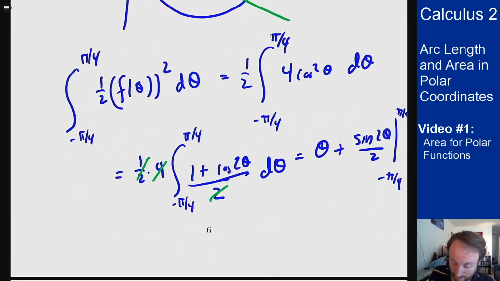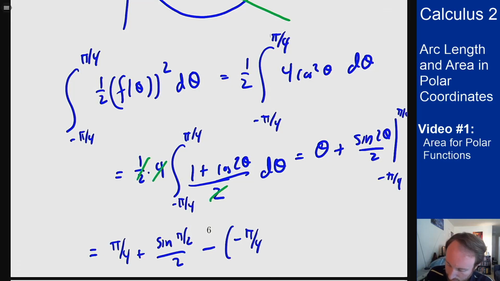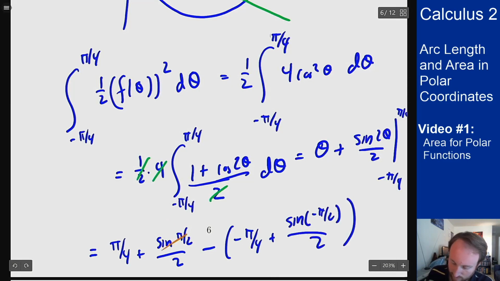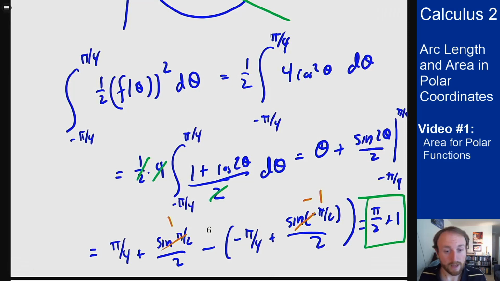Plugging this into my endpoints, I get pi over 4 plus (sine of pi over 2) over 2, minus negative pi over 4 plus (sine of negative pi over 2) over 2. Since this is 1 and this is minus 1, what I end up with is pi over 2 plus 1. And that's the area of that region. As you can see, it's much easier to do it this way than it would be by any other method in rectangular coordinates, and polar coordinates let us simplify this out quite a bit.